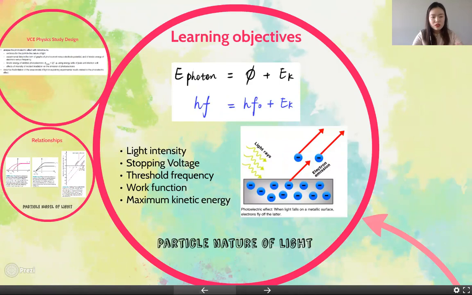So in general, students are required to explain how the photoelectric effect supports the particle model of light. To achieve this, students need to develop a full understanding between the wave model of light and the particle model of light, and interpret those experimental data in aspects such as the negligible time delay, the existence of a threshold frequency, and the independence of stopping voltage to intensity.